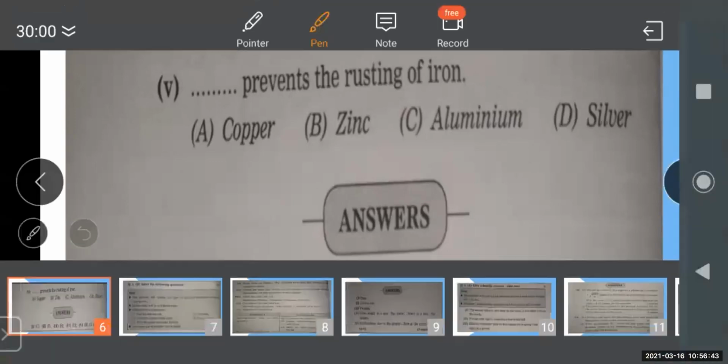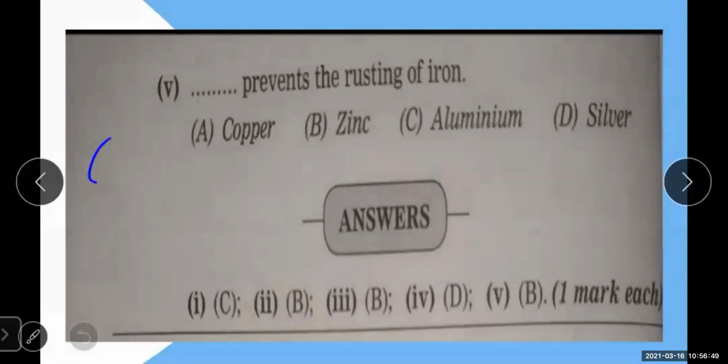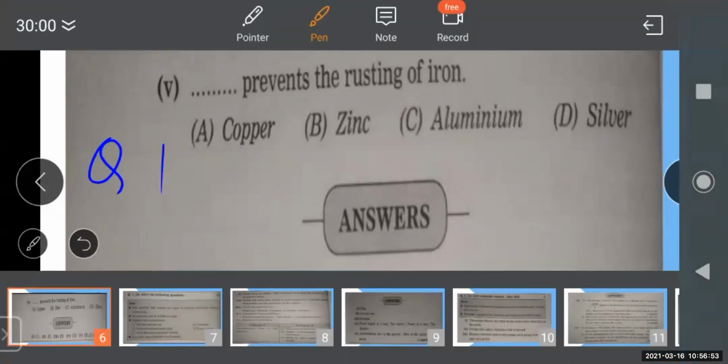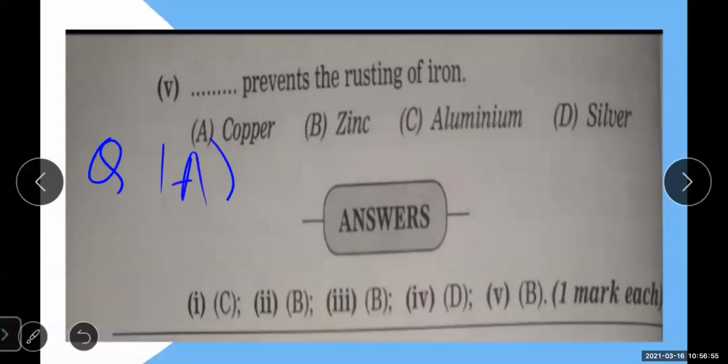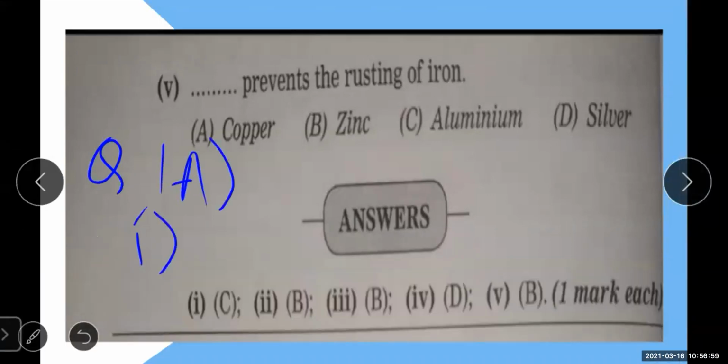Wait, students. How are you going to write in your exam? Like that, I will show you: question number 1A, the first question number, and whatever your option number is. For example, the first answer was C. This much only you have to write down, and you will get marks.